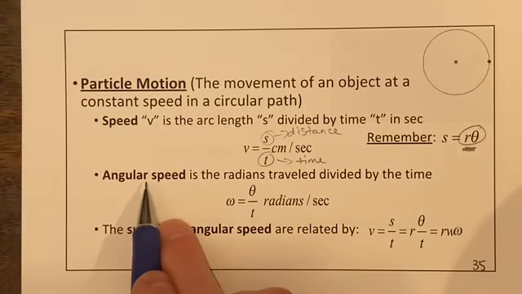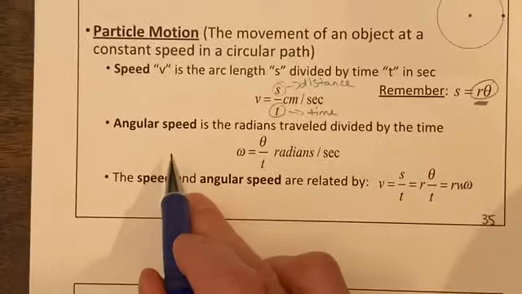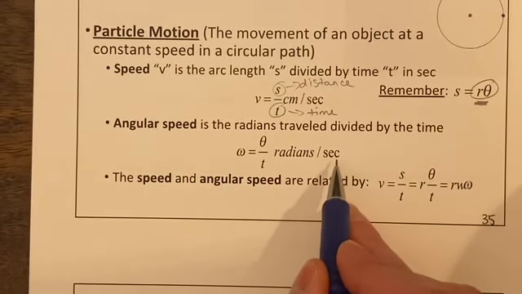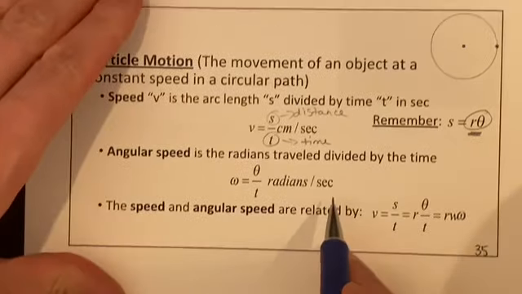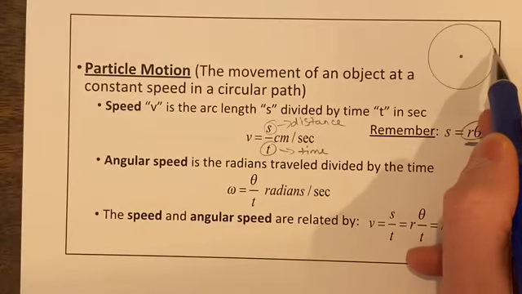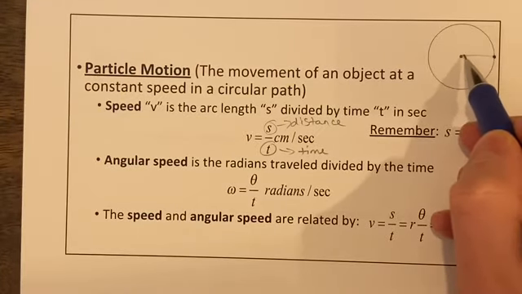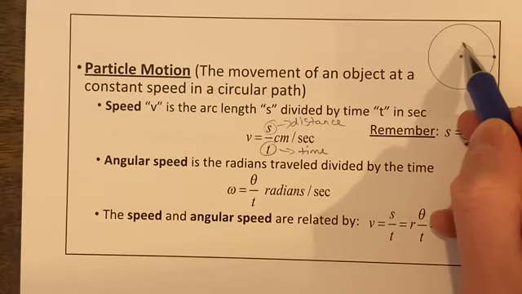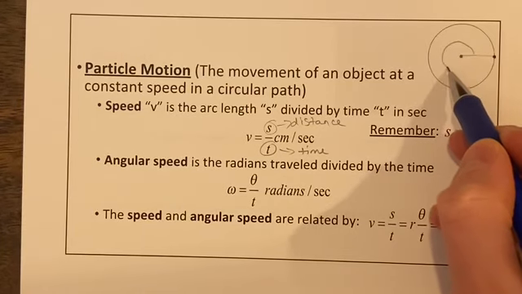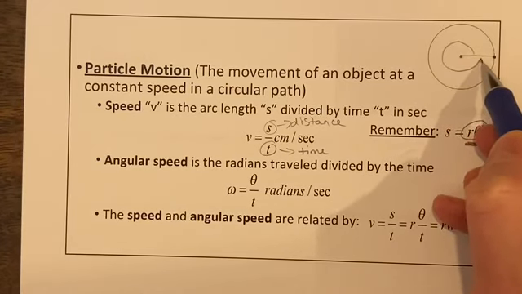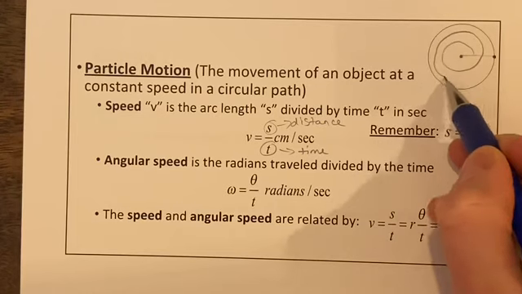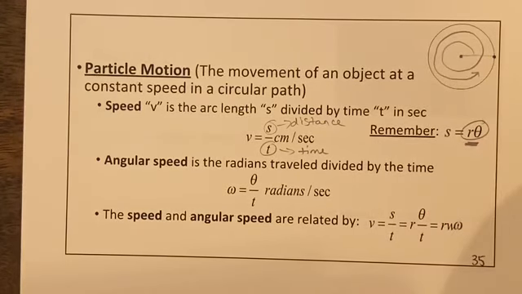Now, angular speed is talking about how many radians you cover in a certain amount of seconds. So if your object is moving, you're creating a changing angle as you move around. So how many radians you cover in a certain amount of time is going to be your angular speed.